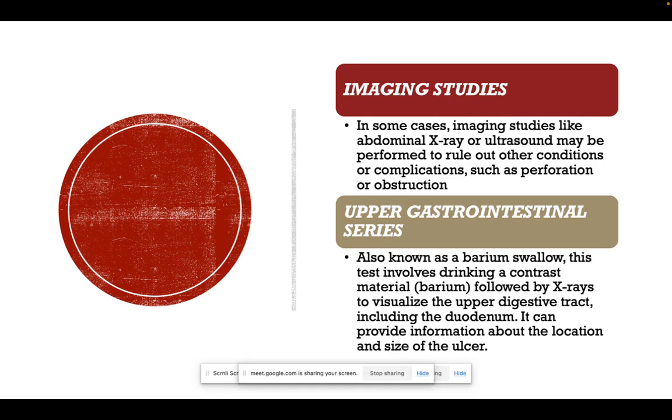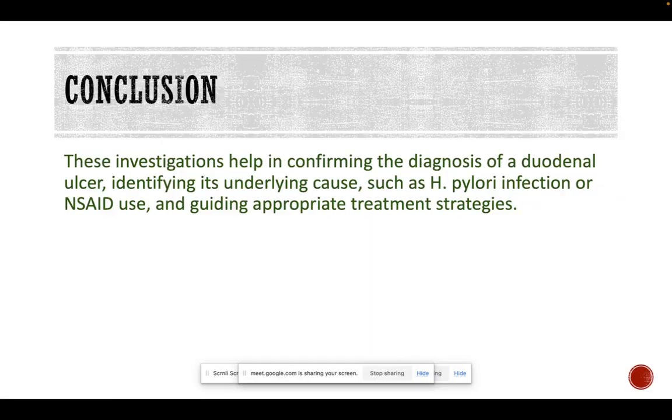And imaging studies: in some cases, imaging studies like abdominal X-ray or ultrasound may be performed to rule out other conditions or complications such as perforation or obstruction. Upper gastrointestinal series, also known as barium swallow. This test involves drinking a contrast material, barium, followed by X-ray to visualize the upper digestive tract, including the duodenum. It can provide information about the location and size of the ulcer.